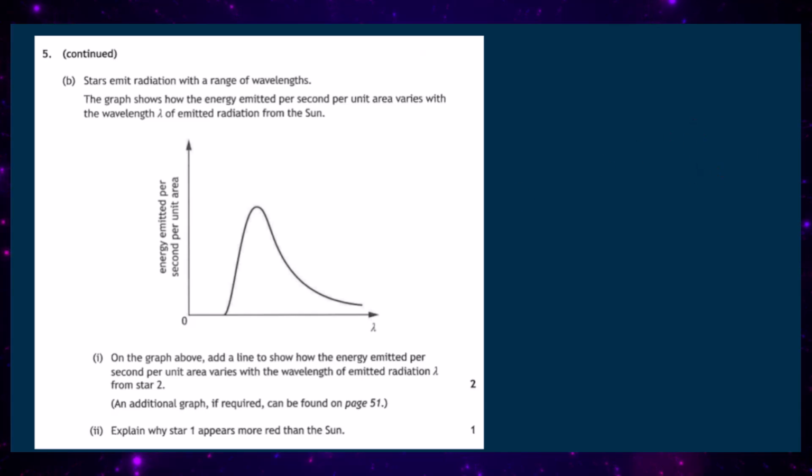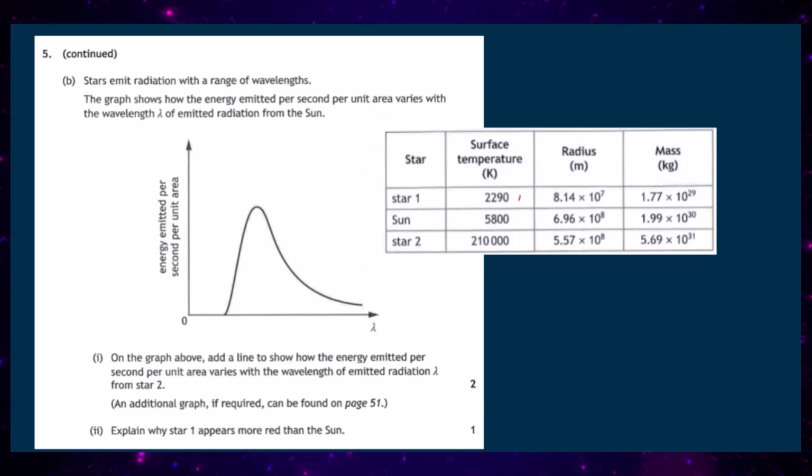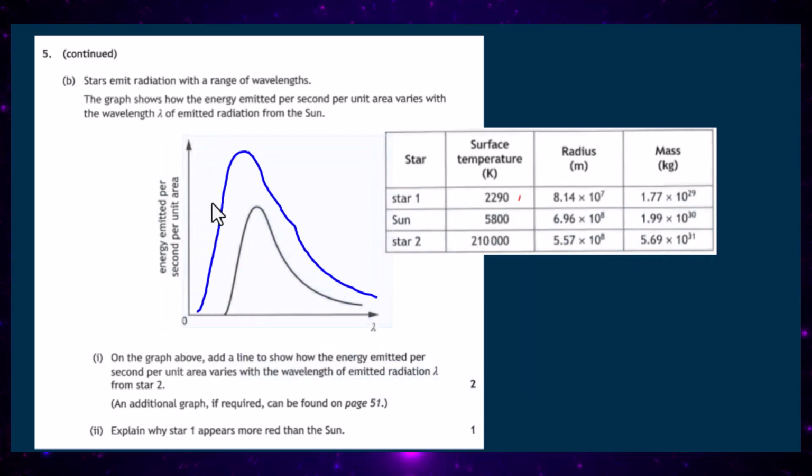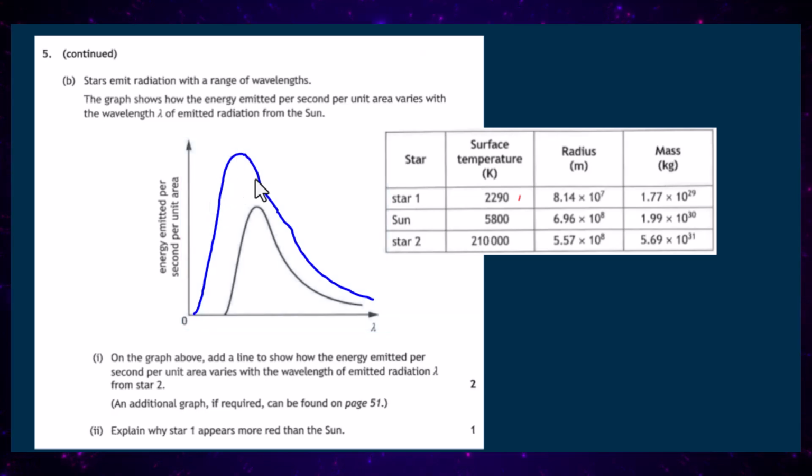Now we look at the information from the previous part of the question. We can see that the Sun has a surface temperature of 5800 Kelvin, and star 2, as we found out, has a surface temperature 2 orders of magnitude bigger. Now that means it's much hotter. The hotter the star is, the more the graph changes. You're going to have a bigger peak, and a bigger area of the graph compared to the Sun because it's much hotter. It's going to give out more energy.